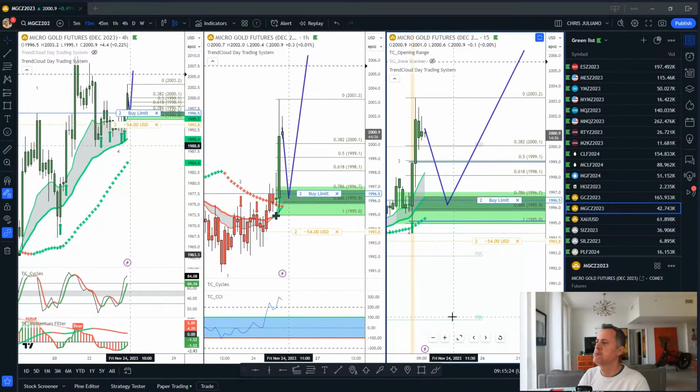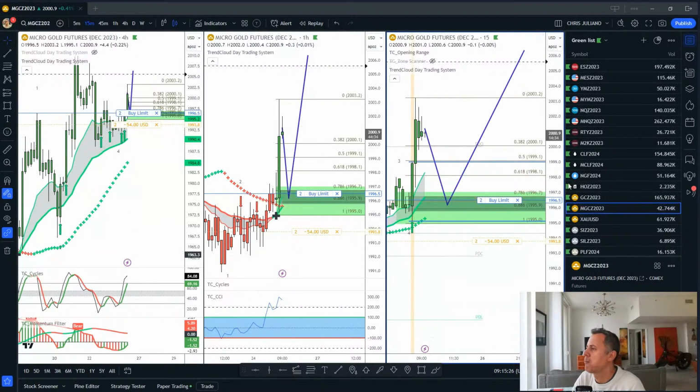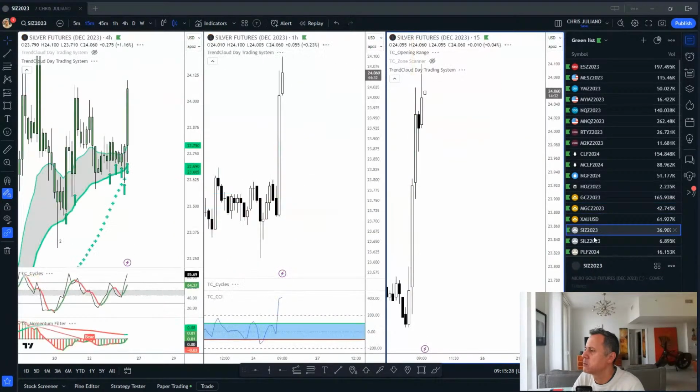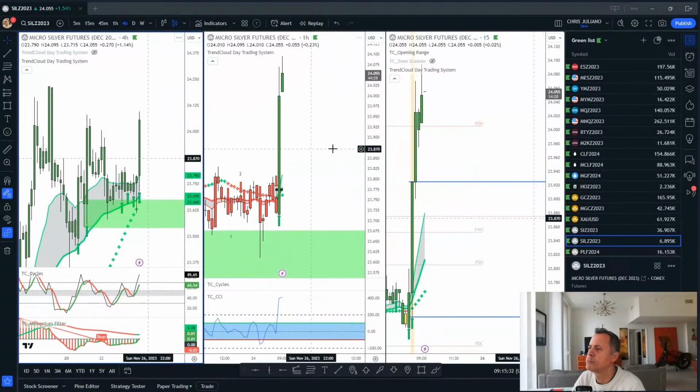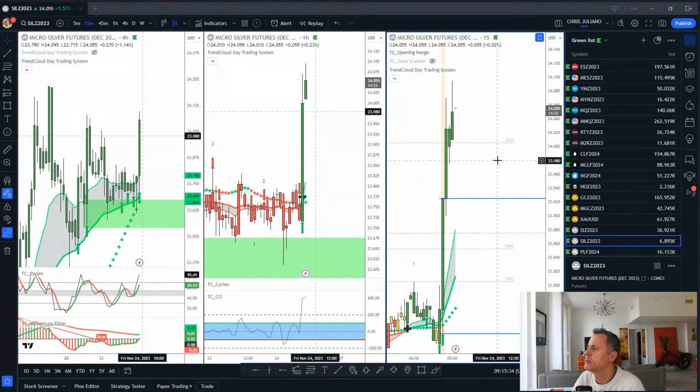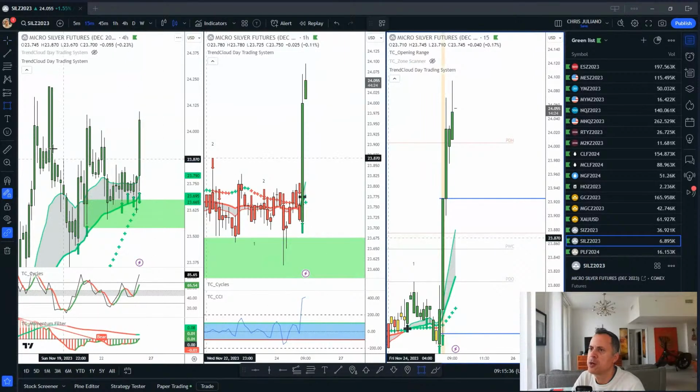Here we go, pulling back into that zone. Let's see if we get it. Let's go over to silver. There you go on silver. I told you. I told you so. Look where we're at.